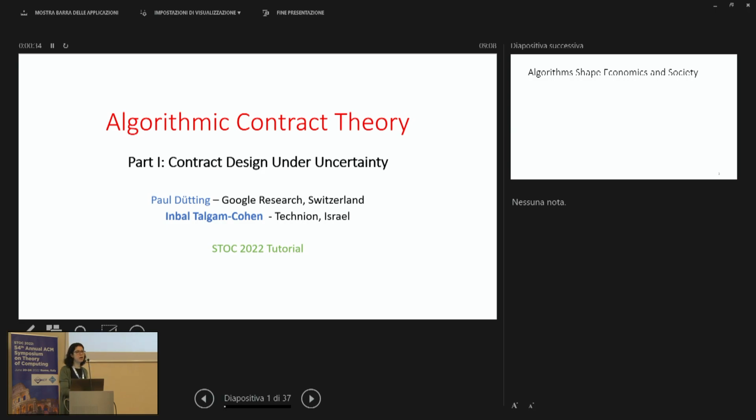I'll present the model and then talk about contract design under uncertainty. Then we'll have a 5-minute break, and Paul will talk about approximation and complexity issues.